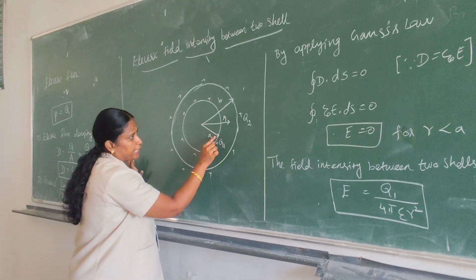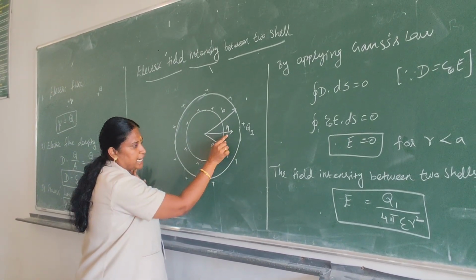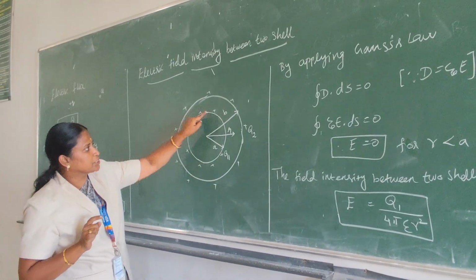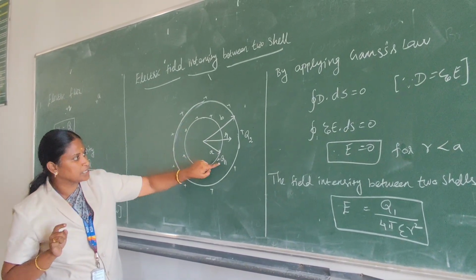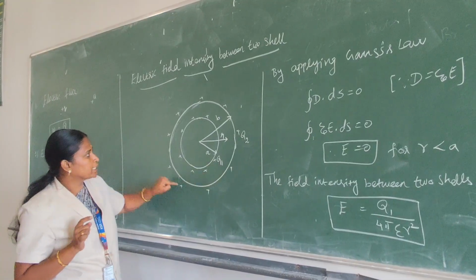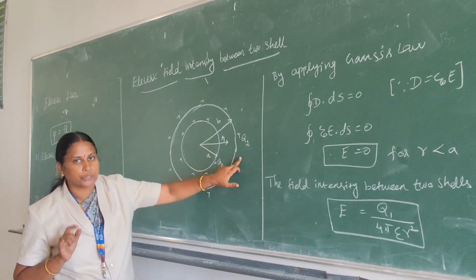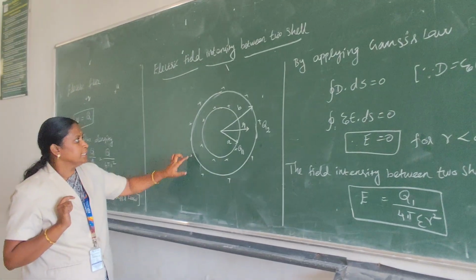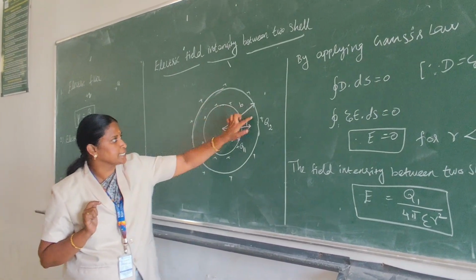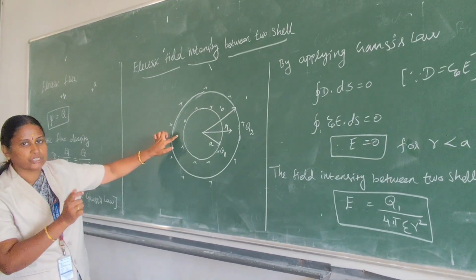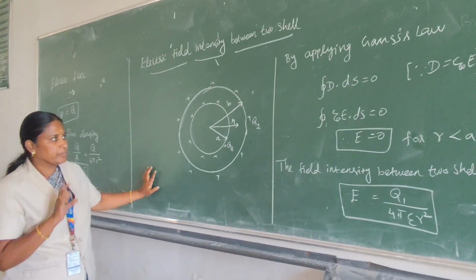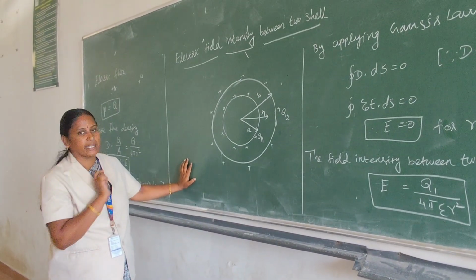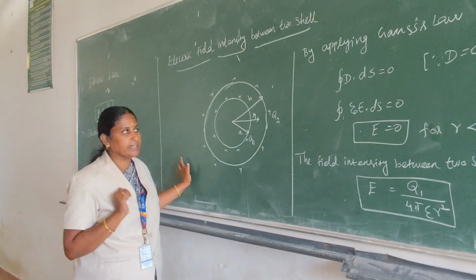So in between radius A and B, you consider another radius called R, right? The inner shell consists of a charge Q1 and the outer shell consists of a charge Q2, right? Here our aim is to find the electric field intensity between these two shells. So here we have to use electric Gauss law to find the electric field intensity, right?